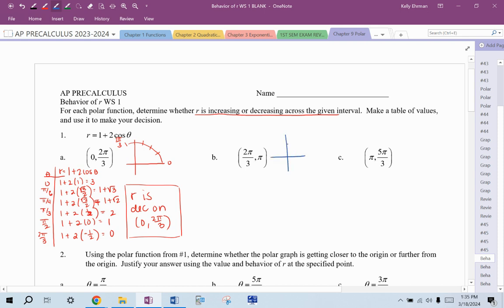And now we're going to go from 2 pi over 3 to pi. So I'm going to plot all three of these quadrant 2 angles plus pi. So you already did 2 pi over 3, but it's worth writing down again because you are comparing what's happening after that. So when we plug in 2 pi over 3, we take a look at what we got here. We got 0, so no need to recalculate. And then the next angle will be 3 pi over 4. 1 plus 2 times negative radical 2 over 2.